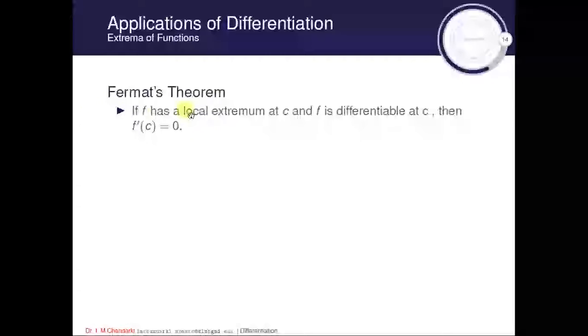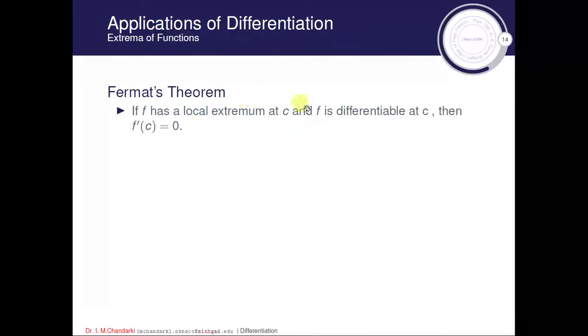So let us have Fermat's theorem. What is the statement of Fermat's theorem? If f has a local extremum, it may be a maxima or it may be a minima. Local in the sense that it is in some interval, suppose from a to b or some c to d or 1 to 2 or 0 to 1. So in that local interval, if you have maxima or minima, then that is called a local extremum.